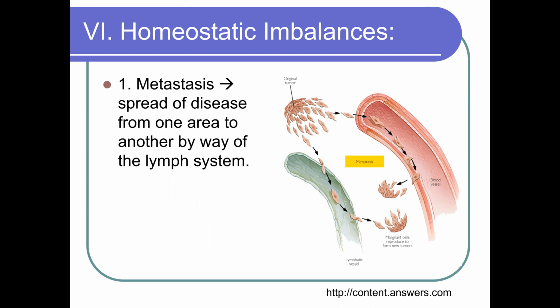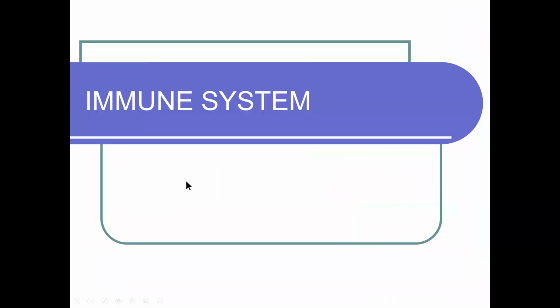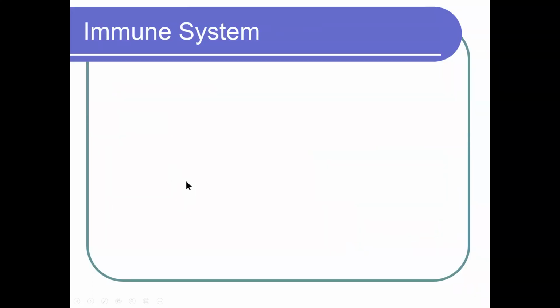Unless the tumor is shedding a ton of cancer cells, it overwhelms the lymph system, which may not be able to take care of it. Okay, we're going to start that.